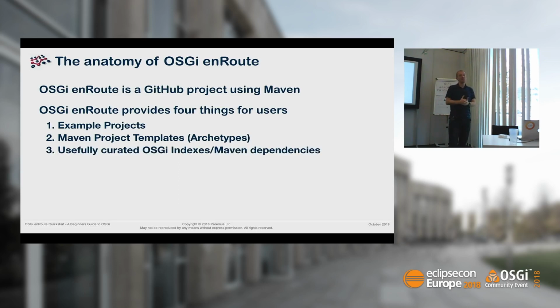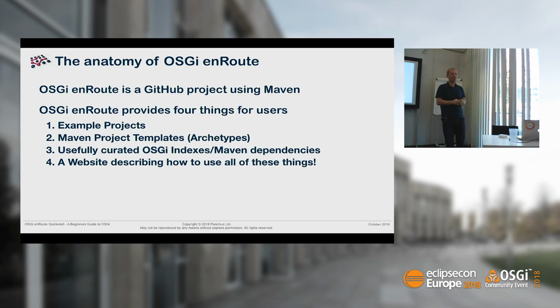Some indexes. So these are Maven dependencies, bills of materials, and also OSGi repository indexes that you can use to find stuff. Because it turns out finding stuff is often one of the big problems people have. And a website which shows you how to do all of this stuff. We understand that, unlike in open source, documentation isn't really a luxury. We need people to be able to go places and find out what they should be doing.